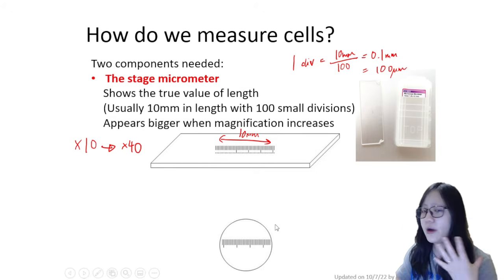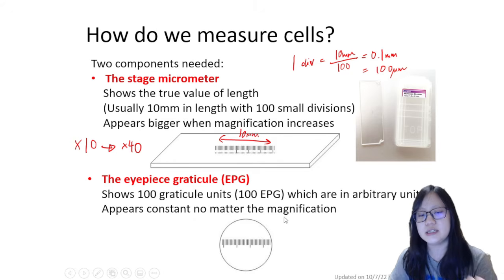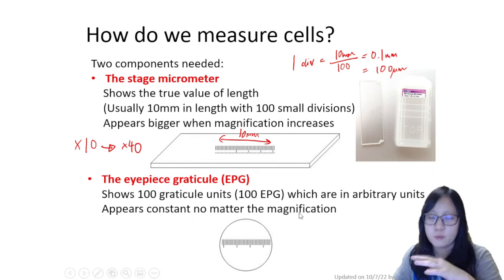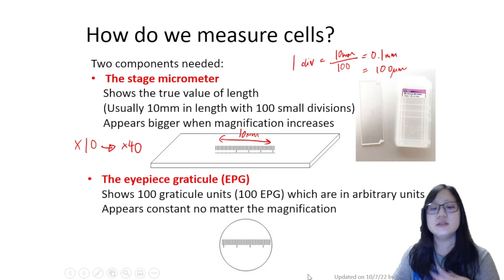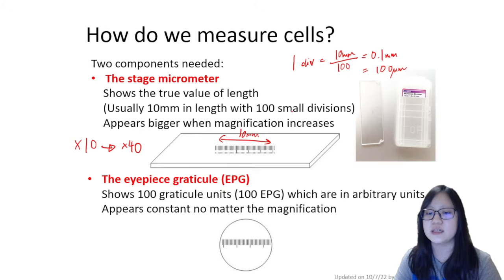Now, however, the next piece of equipment, the eyepiece reticule that we place at the eyepiece lens, because it's not under the objective lens, right? It's at the eyepiece, like where you are looking in. This scale would appear constant no matter the magnification. Usually it has 100 reticle units, or sometimes we just abbreviate it as 100 EPG, eyepiece reticule.